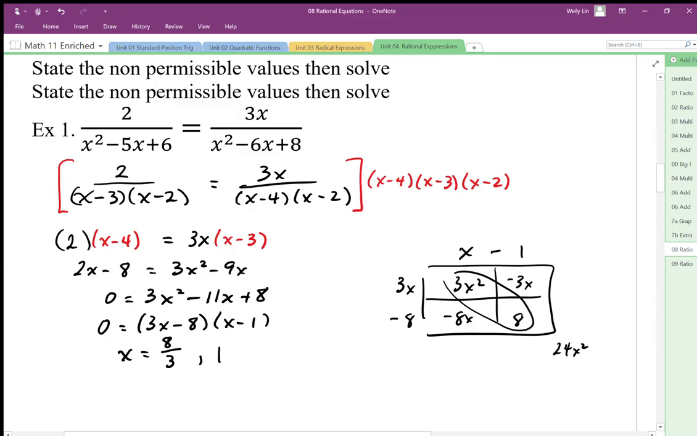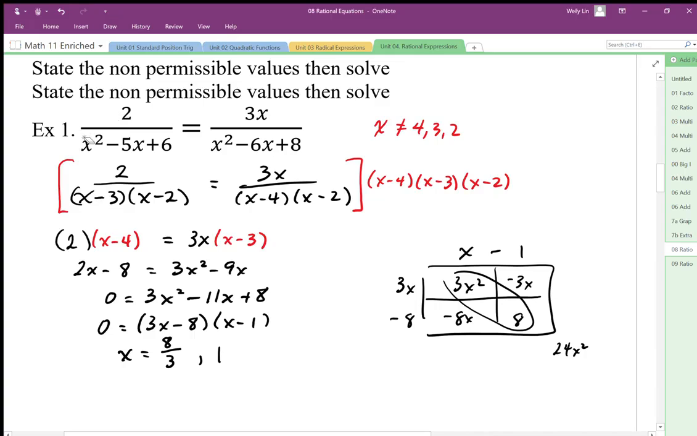I should check my solutions. They do not hit my restrictive values. Oh, I forgot to state the restrictive values after I mentioned all that. So my restrictive values are x is not equal to 4, 3, 2. So it doesn't hit my restrictive values. If I plug these in, it should work. So I'm just testing here.